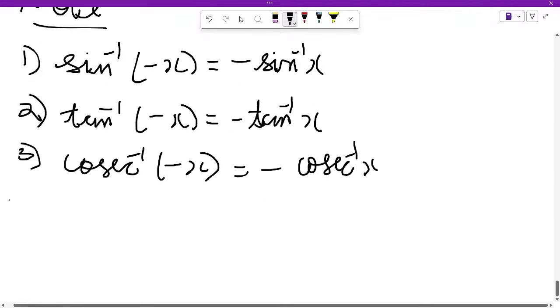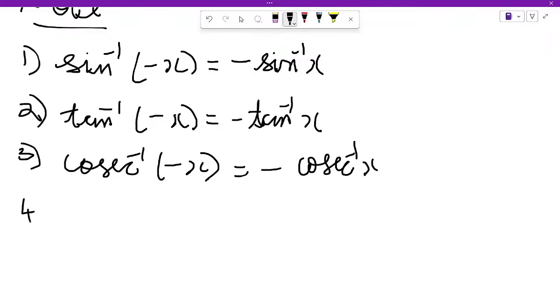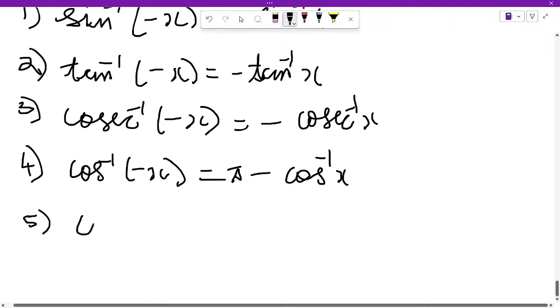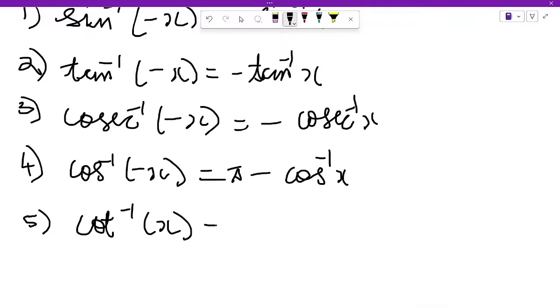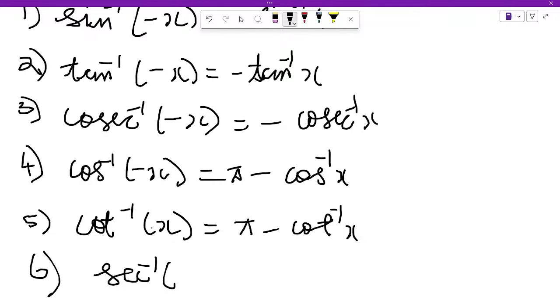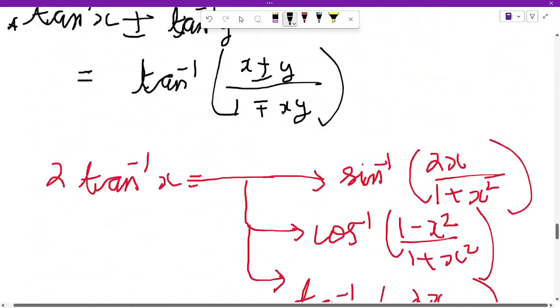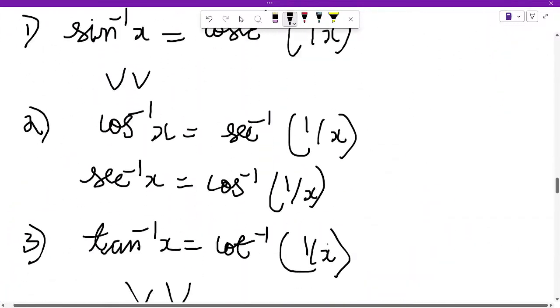The rest four we have to write in terms of pi minus. That is for cos, its reciprocal, and for cot. Cos inverse of minus x equals pi minus cos inverse x. Cot inverse of minus x equals pi minus cot inverse x. Last one, sec inverse of minus x equals pi minus sec inverse x. If you know all these formulas, the chapter inverse trigonometric functions is complete. It's a very simple chapter.